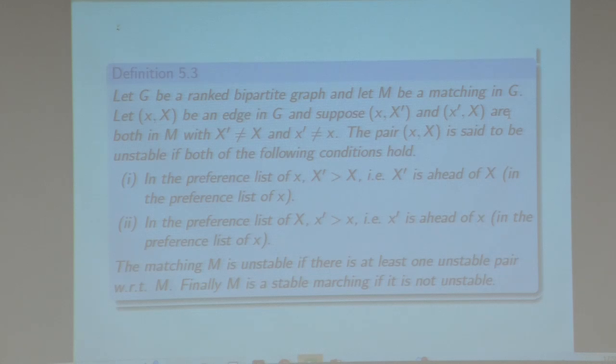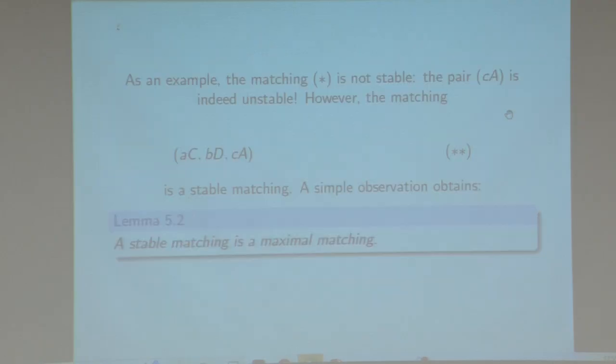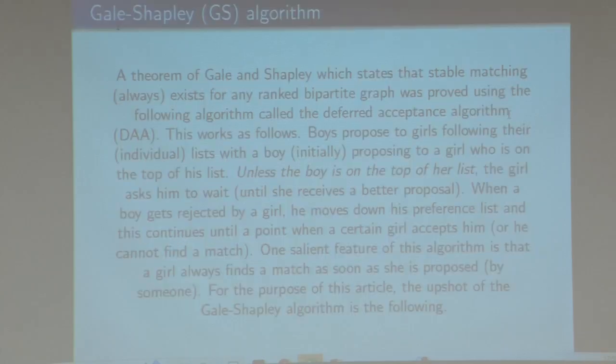It's not quite clear whether a stable matching will exist. Purely as a mathematical query initially, it came to these two people, Gale and Shapley. The matching that I showed you, where you get as many as 4 pairs, is not stable. The pair CA is unstable. This matching is a stable matching. A stable matching is a maximal matching.